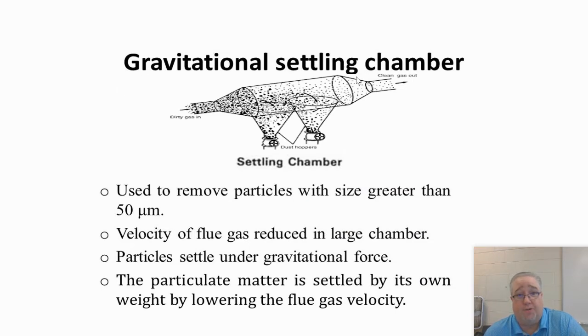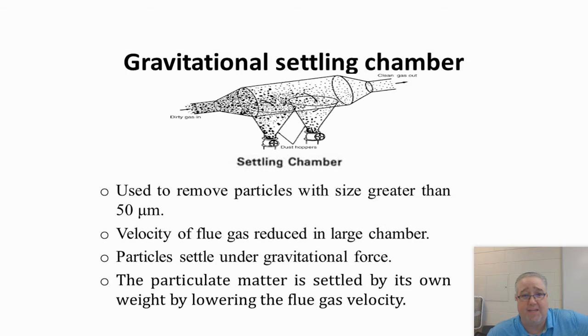So let's start with this one. This is called a gravitational settling chamber. And this would probably be something you would see in a factory, maybe in a coal power plant, anywhere where they're producing emissions that have particulates in them. This would be used for removing particles that are much larger, maybe 50 micrometers or bigger. These would be things that are probably visible in the air that you want to get rid of.